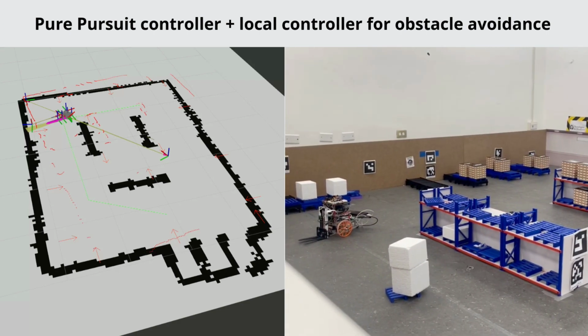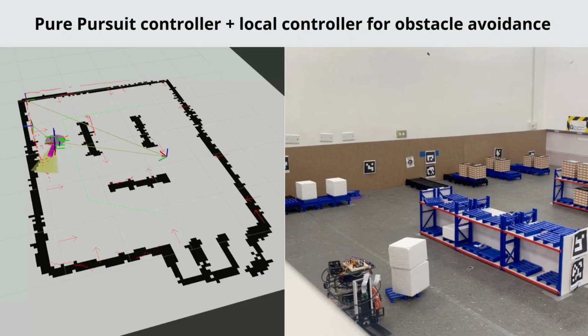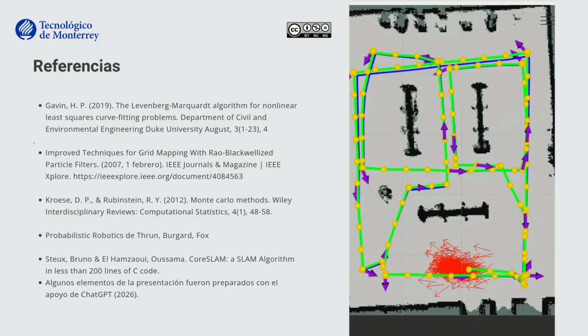Finally, we apply loop closure through graph SLAM to correct accumulated drift. When the robot revisits a known area, additional constraints are added to the pose graph, which is then optimized using the Levenberg-Marquardt algorithm. This results in a globally consistent trajectory and a more accurate map.